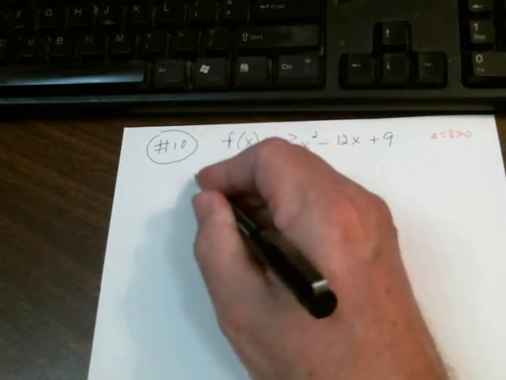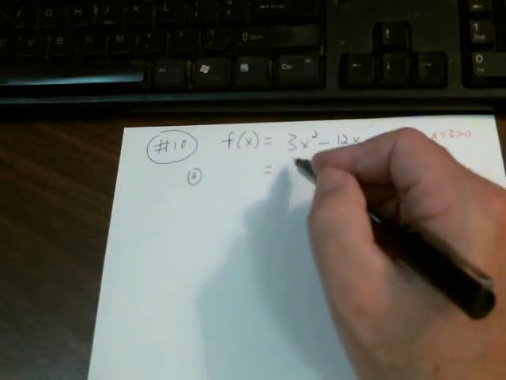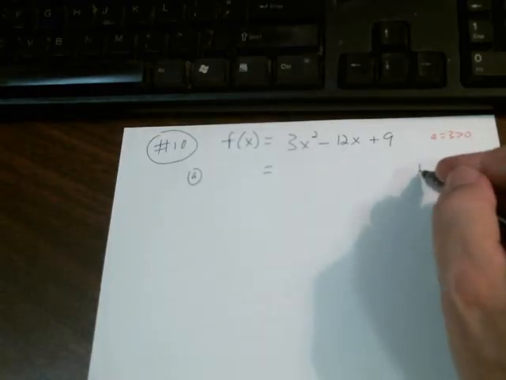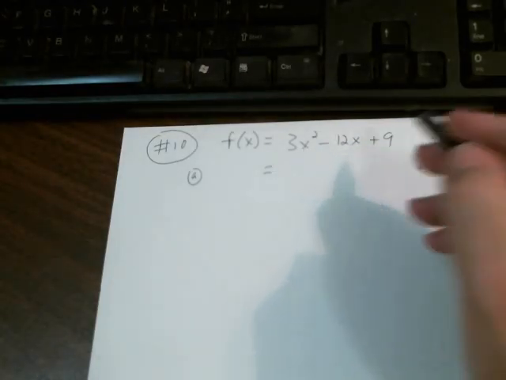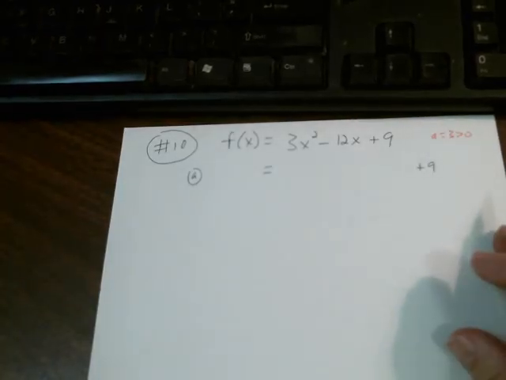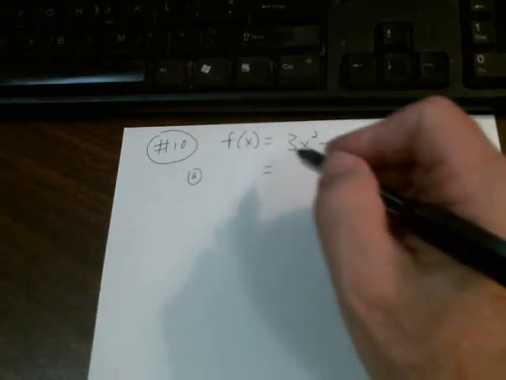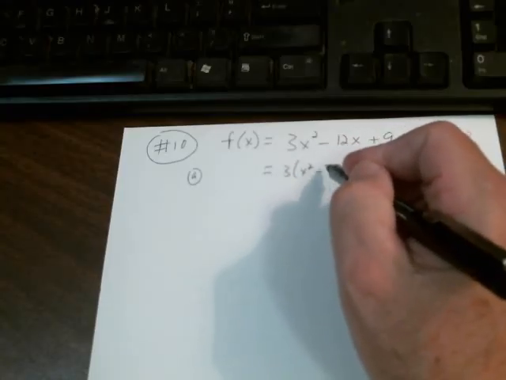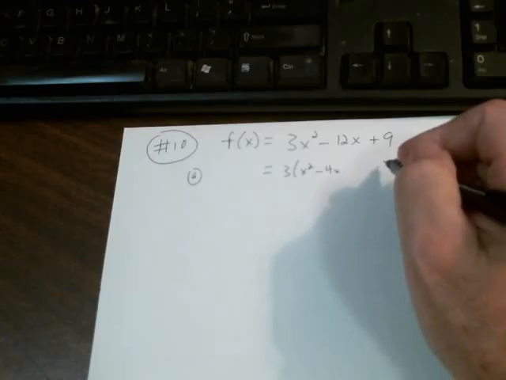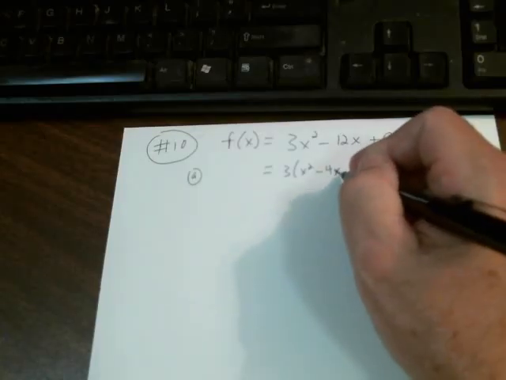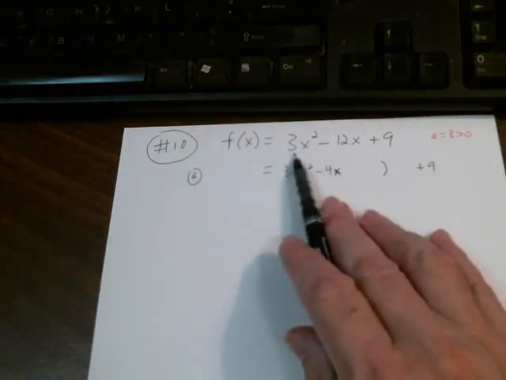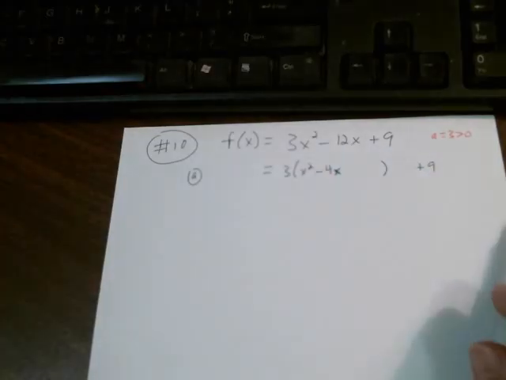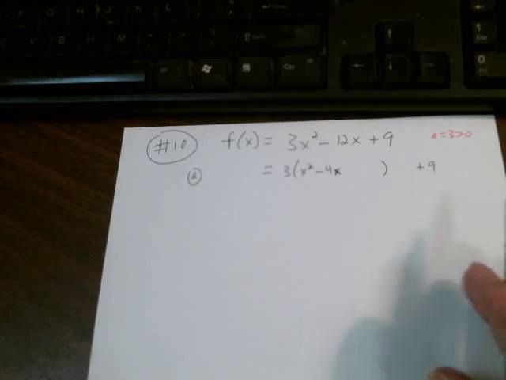But what we need to do here is a couple things. This 9 is just going to hang around. It's the 3 and the 12 that need to interact, and I just don't know of any way to avoid this kind of complication along the lines of something like this. Minus 4x. I'll use a closed parenthesis right there. Okay, so what we've done is to factor out 3 out of the first two terms. There's no way around that, at least not that I've seen.